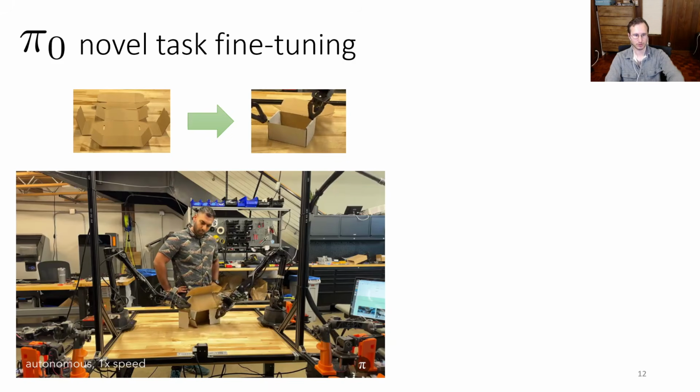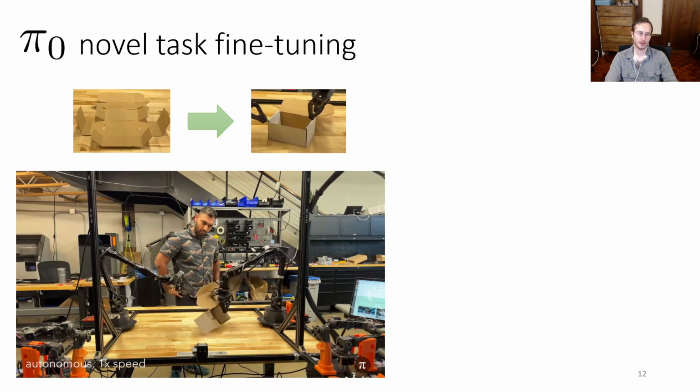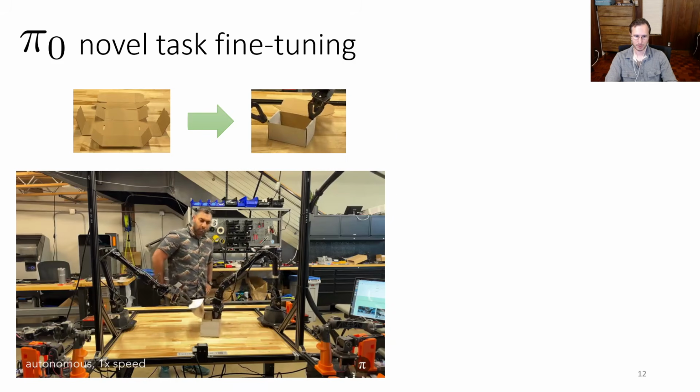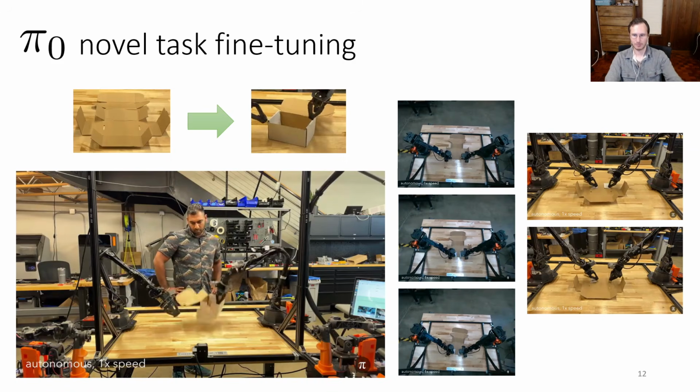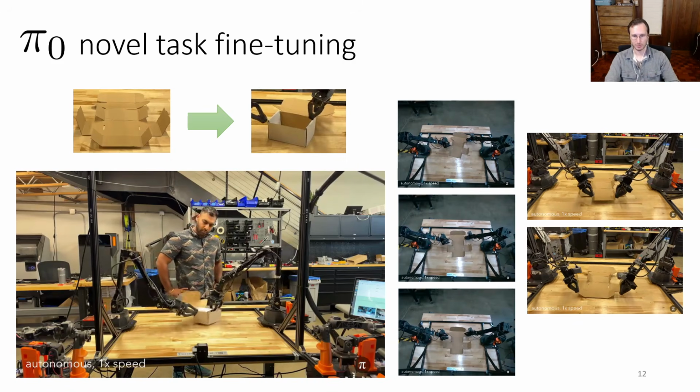And this is a hard task, so it requires the robot to brace the box against the table and perform very delicate manipulations. The task works successfully, and it works successfully across many trials in a variety of different initial positions of the box.